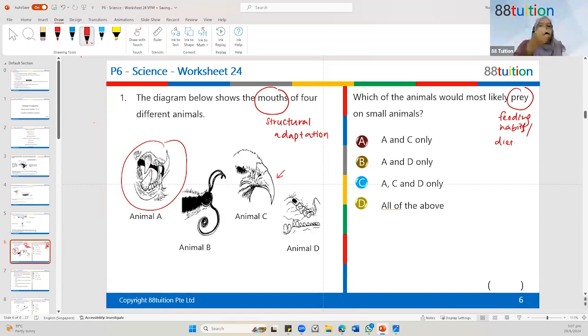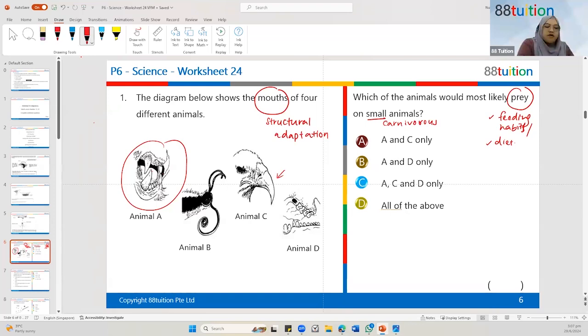So the mouth structure must be very well equipped to be able to hunt and feed on their prey. So their feeding habits and their diet play a very important influence on how they are shaped. So if you talk about preying on small animals, this one is confirmed must be carnivores. You're talking about carnivorous animals, so they need to be able to grip the prey tightly by the mouth so that they cannot escape. Once they catch the prey already, they cannot escape.